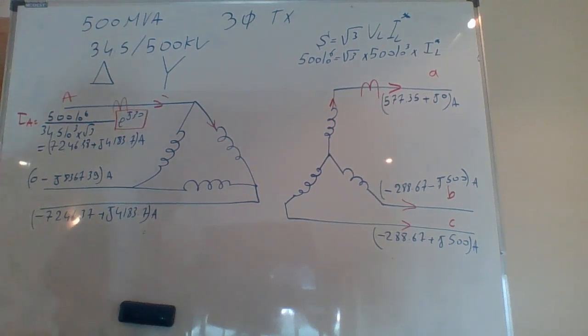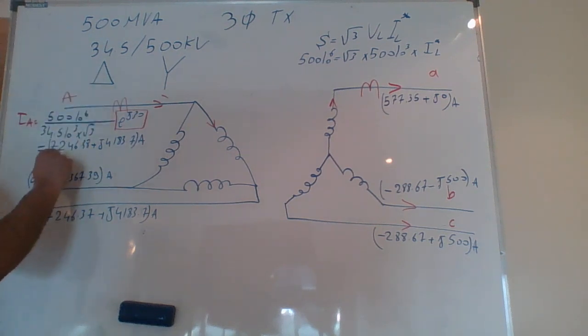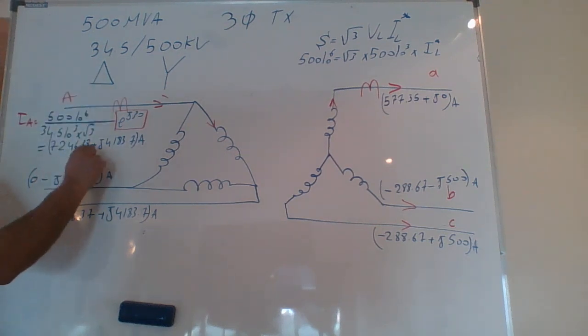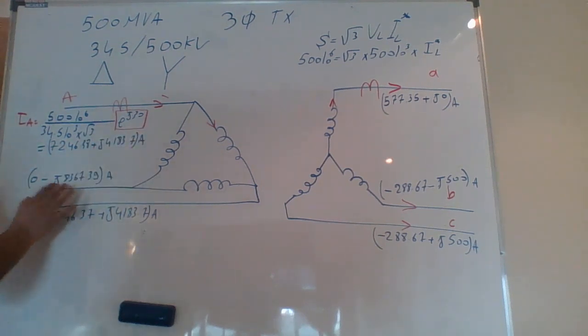Now we wrote down the answers. So for IA, for this phase, I have 7,246.38 plus J4,183.7. Phase B, because of the 30 degrees, is now 90 degrees, so it's 0 minus J8,367.39.